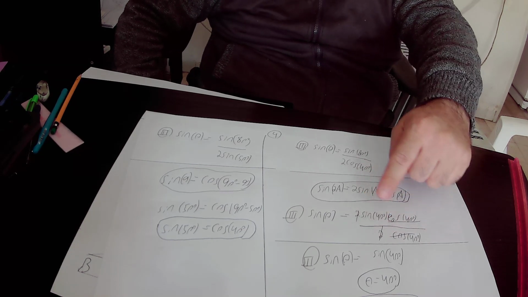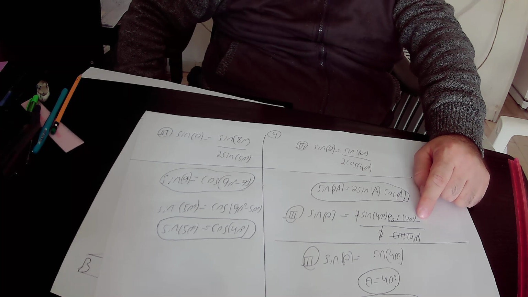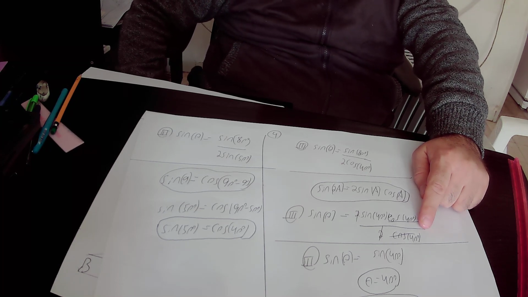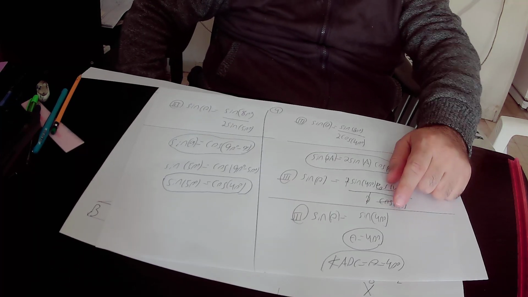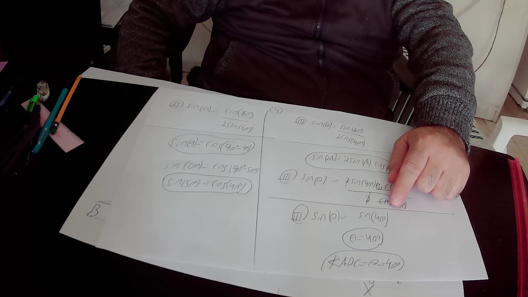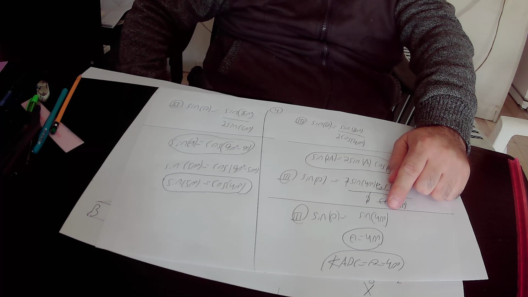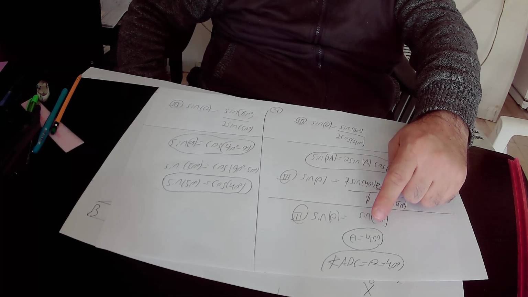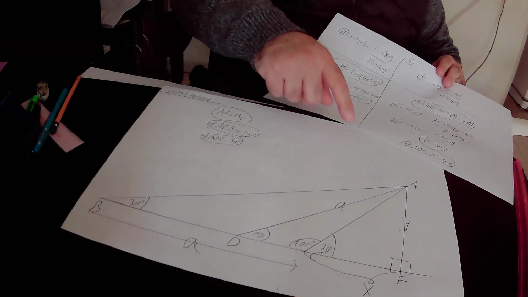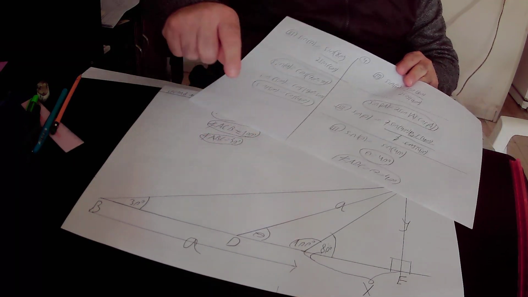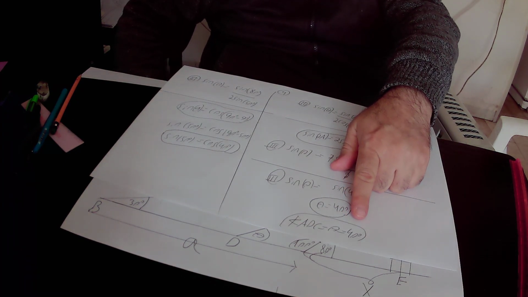2 over 2 is 1, so 2 will get cancelled. And we have cosine 40 degrees in the numerator and in the denominator, so cosine 40 degrees will also get cancelled. And we are left only with, according to equation number 3, sine theta that equals sine 40 degrees. If sine theta equals sine 40 degrees, it means that angle theta equals 40 degrees. So the angle that we are looking for, angle ADC that equals theta, equals 40 degrees.